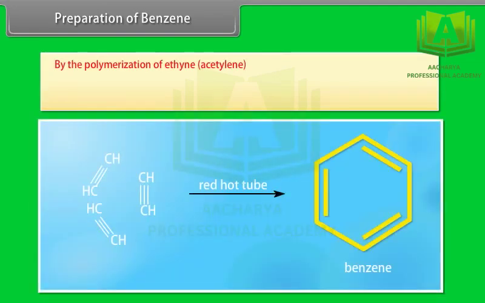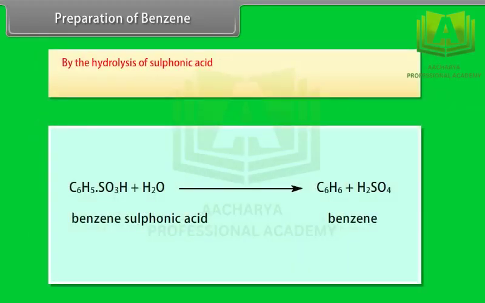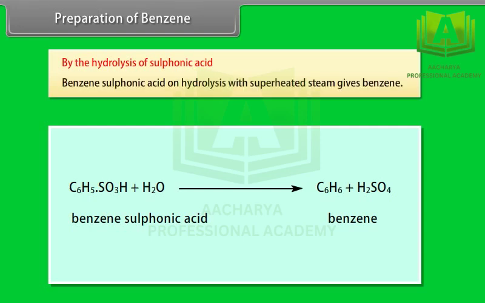By polymerization of ethyne, acetylene. When ethyne or acetylene is passed through a red-hot copper tube, it polymerizes to benzene. By the hydrolysis of sulfonic acid: benzene sulfonic acid on hydrolysis with superheated steam gives benzene.